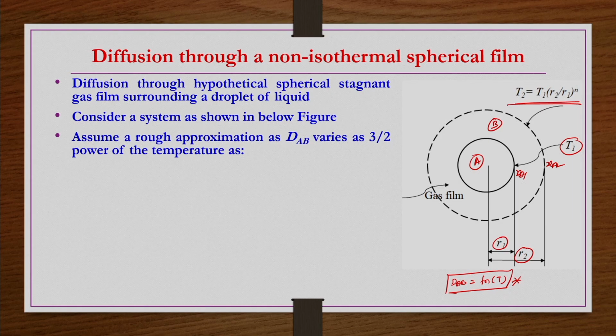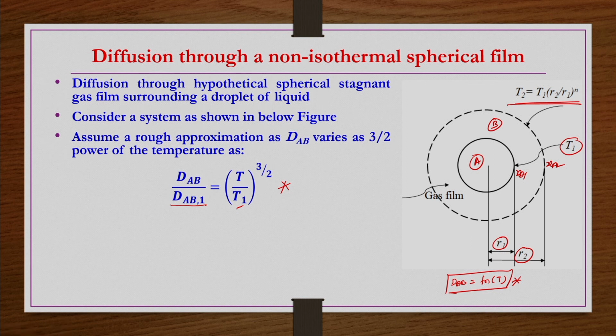Okay. So, for that, a rough approximation is that DAB varies as the 3 by 2 power of the temperature, that is DAB divided by DAB,1 is equal to T by T1 whole power 3 by 2. So, the diffusivity, how it is changing with the temperature, is given by this expression. DAB,1 is nothing but the diffusivity of droplet A component in gas film B component at fixed temperature T1, right. DAB is nothing but diffusivity at unknown temperature T.